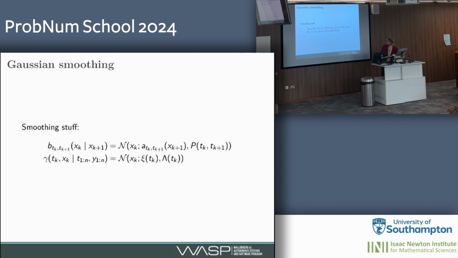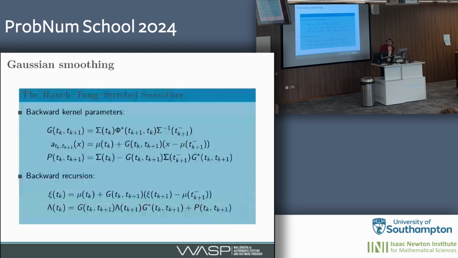And now what's left for the smoothing? Well, some notation. The backward kernel is going to have some affine map A that depends on xk plus 1, and I'm going to call the covariance there P. For the smoothing state, or the posterior marginals, I'm going to call the mean psi and the covariance lambda. And again, you just do all the algebra; it's completely analogous. And so the backward kernel, again, this was just an application of Bayes' rule.